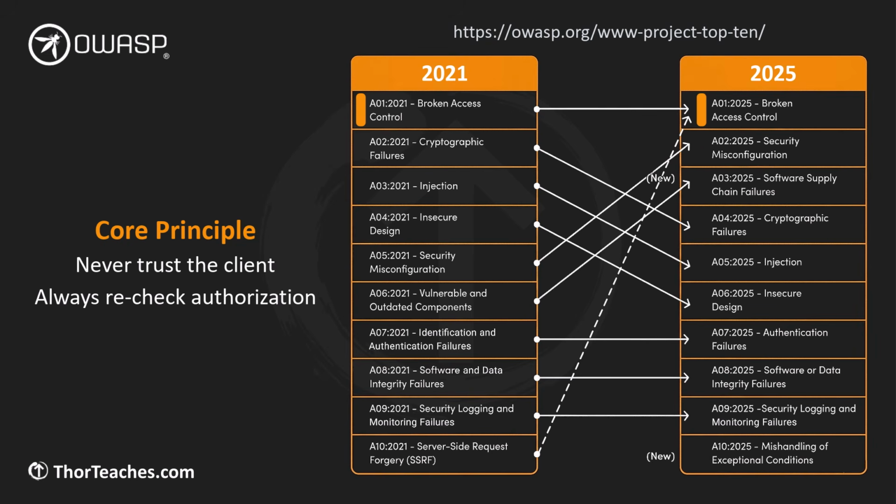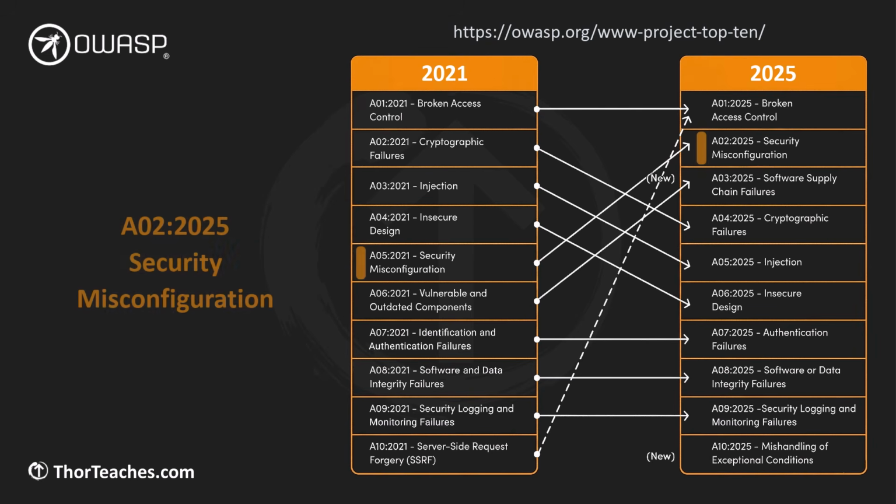tested by an attacker. Number A2 is security misconfiguration, and this one is closely tied to access controls. It used to sit at number 5. It's jumped up because our systems have become incredibly configurable.